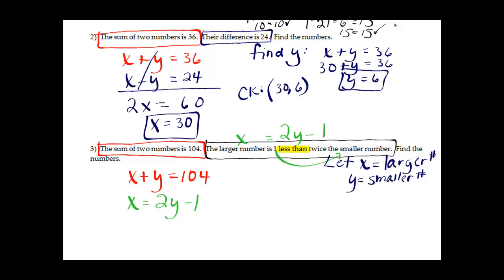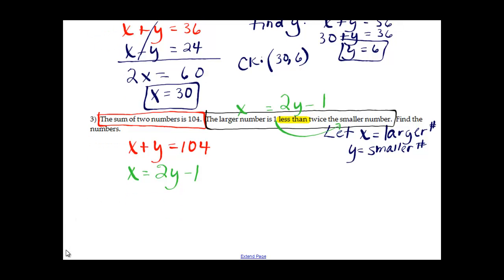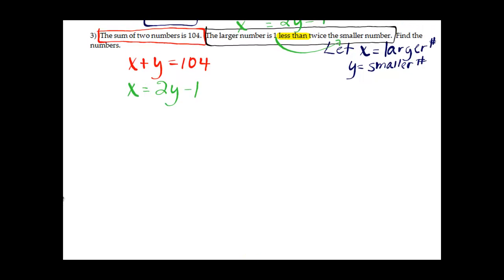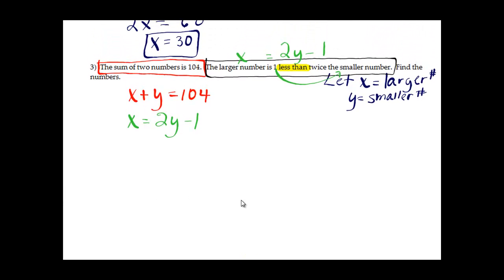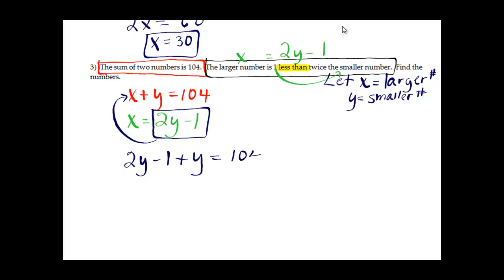Now, what method would you choose to solve this? It looks like substitution will work very nicely because I have x equaling this value. So I'm going to take this value of x and substitute it in wherever I see an x, which is right here. And now I'll solve for y. So now I have 2y minus 1 plus y equaling 104. Combining like terms, 2y plus y gives me 3y.